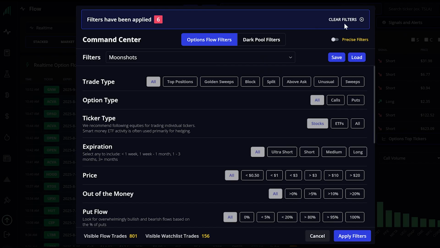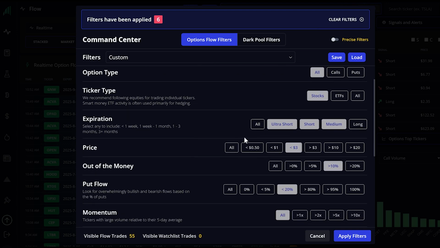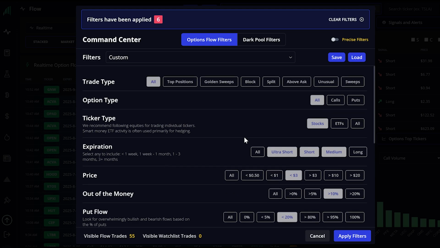And then finally, you can create your own custom filters here. So you can modify any of the presets. This is a really nice way to tailor this feed to just the contracts that you're interested in, and find tickers that reflect the information that you want to see. So for example, if you're looking for options trades that maybe reflect an upcoming news break or something like that, you can look at ultra short and short expirations only, and out of the money trades that are 5 to 10% or more out of the money.